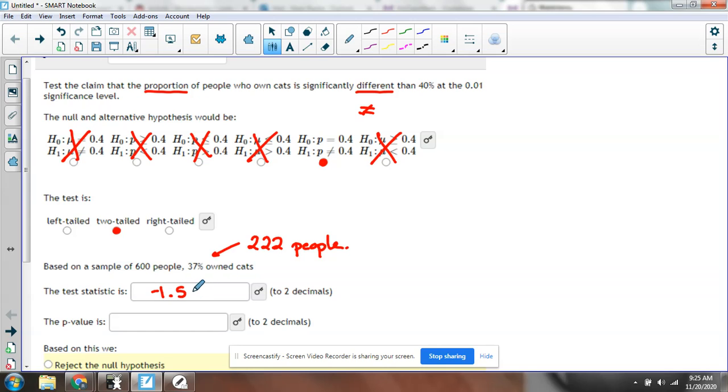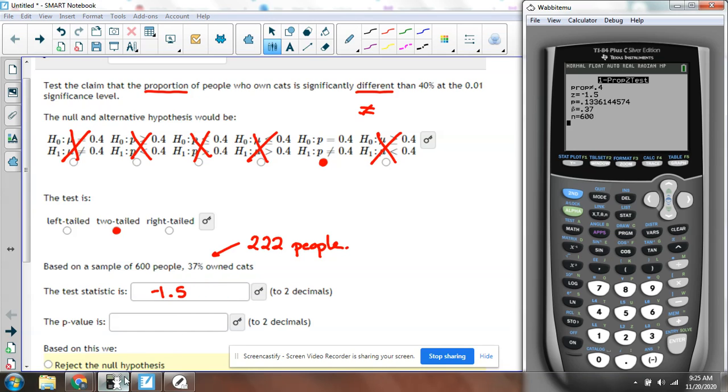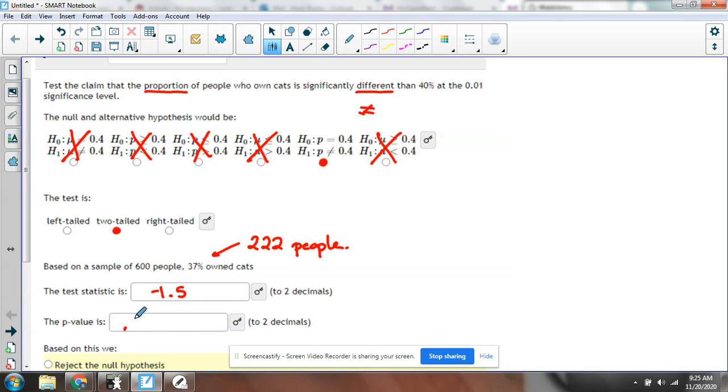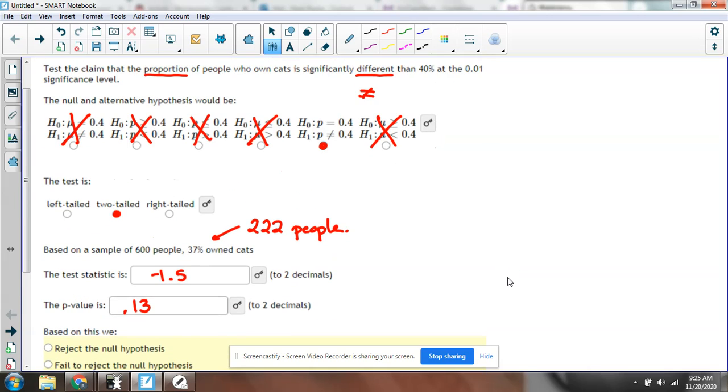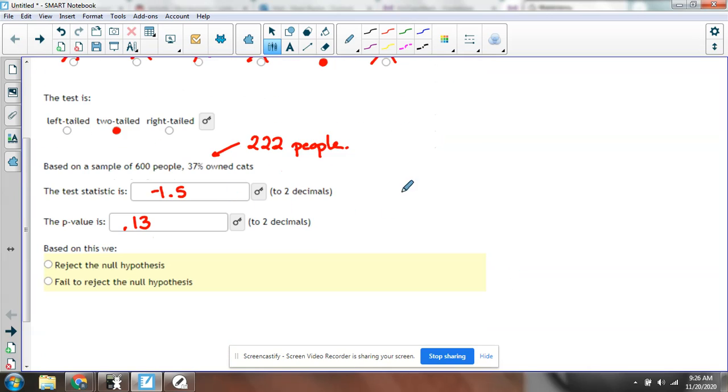Two decimal places, that's fine. You can put a 0 there if you like. The p-value is 0.1336. Two decimal places will be 0.13. So my alpha is 0.01. So comparing the p-value to the alpha, p is greater than alpha.